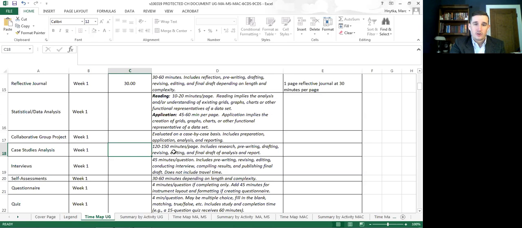So this is 120 to 150 minutes per page of written content that the students need to produce based on the case study. And this includes outside researching, pre-writing, drafting, revising, editing, and the final draft of the analysis and the case study report. You would also want to put the case itself, the number of pages, as a source that the students are reading, and then the case study writing that they're doing for that in this section.